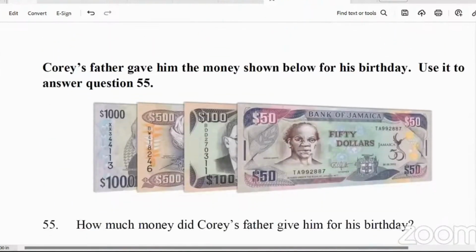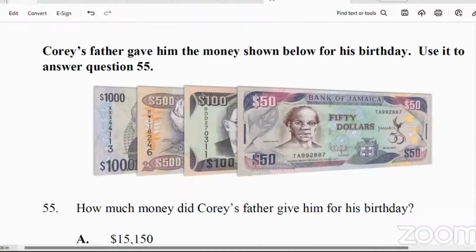All right, so Corey's father gave him the money shown below for his birthday. Use it to answer question 55. Of course, some of these monies are almost out of circulation right now, but we still can see the amount on each. So we should be able to identify how much money it is.